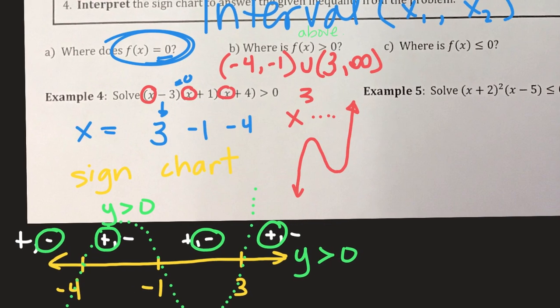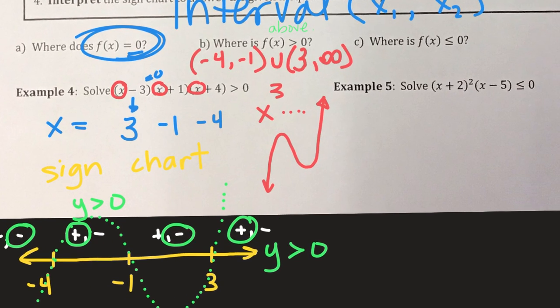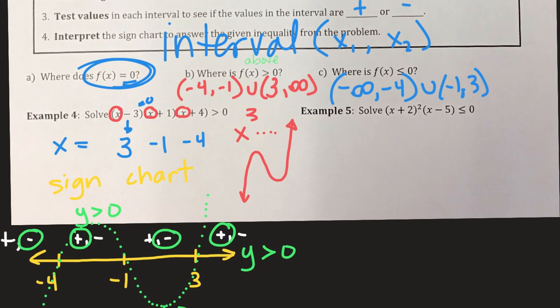And then where was it below the x-axis? Negative infinity to negative 4, and then again from negative 1 to 3. So this graph has two intervals where the graph is above the x-axis and two intervals where it's below the x-axis. And there's another example that we can do in a minute.